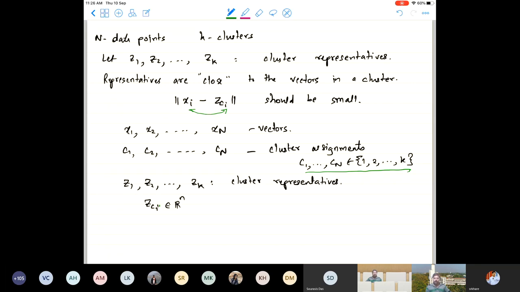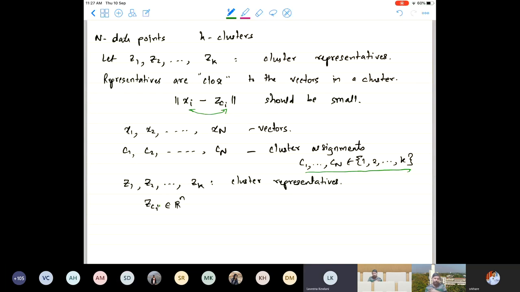Ci is, for example, 3. Then the representative of the third cluster is Z3. Why not write Z3 only? Because i varies from 1 to capital N. There are not N clusters. If I expand Z_Ci for i equal to 1 to N, it becomes Z_C1, Z_C2, up to Z_CN. But C1, C2, Cn are not the entire range 1 to capital N; they are only 1 to K. That's why I have Ci, not i.